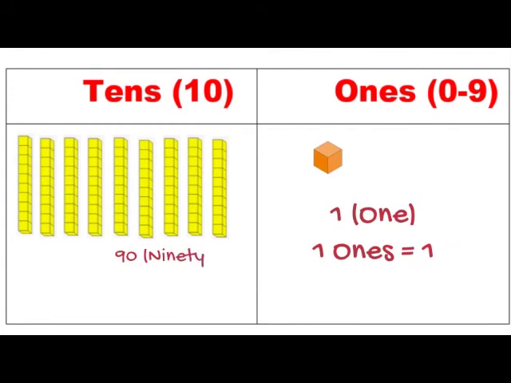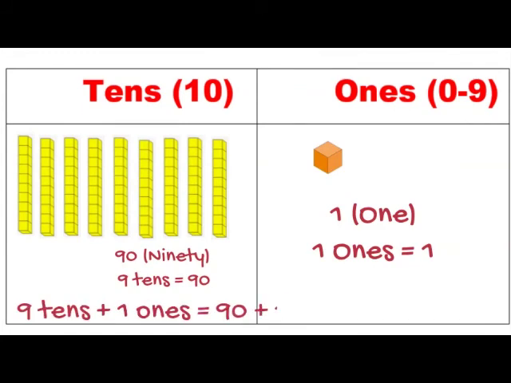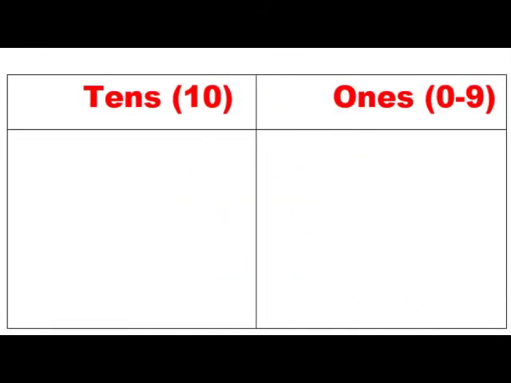Yes, there are 9 blocks, so that makes it 90, NINETY, 90. 9 tens is equal to 90. We write this as 9 tens plus 1 ones is equal to 90 plus 1 is equal to 91. So it is NINETYONE, the number name for 91, and 90 plus 1 is the expanded form.